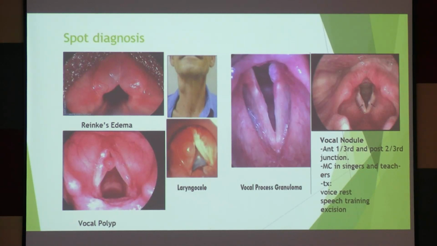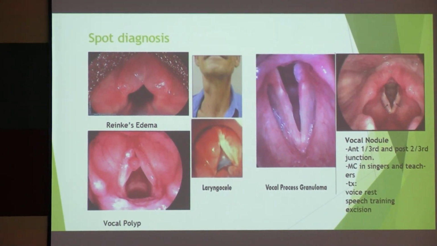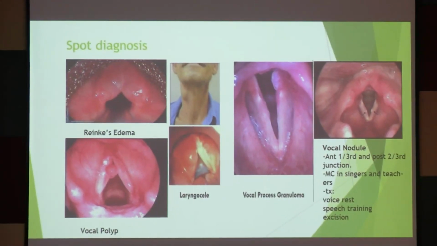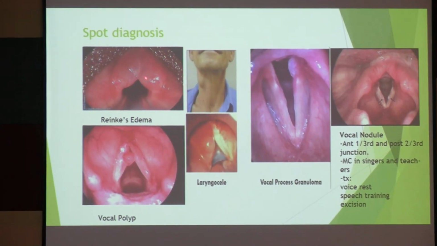Now, coming to a few conditions of the vocal cord. That's the main purpose of this class, okay, to give you an idea. This is Reinke's edema. What is the edema? Which space? Superficial lamina propria, right? That space is known as Reinke's space, okay, in smokers.